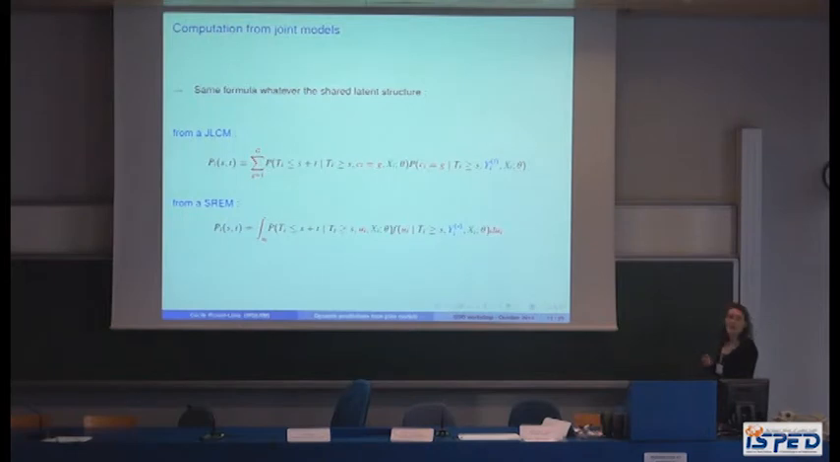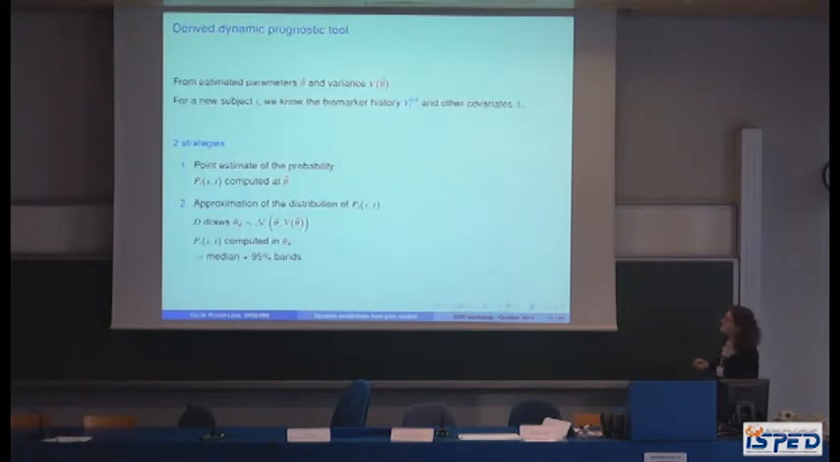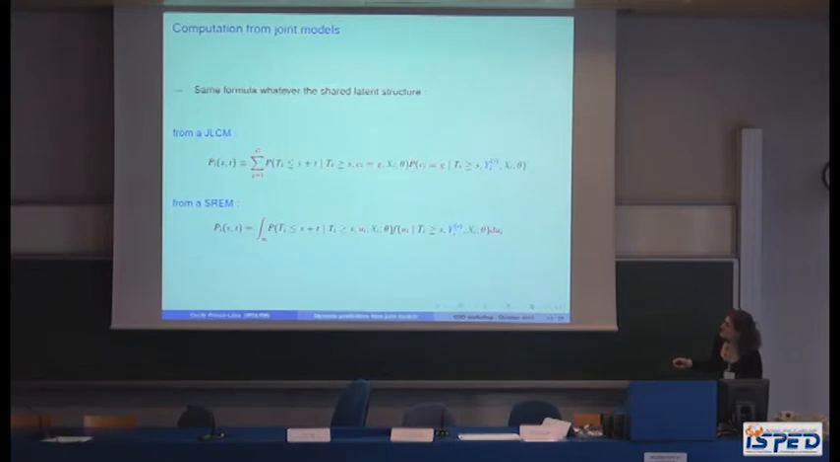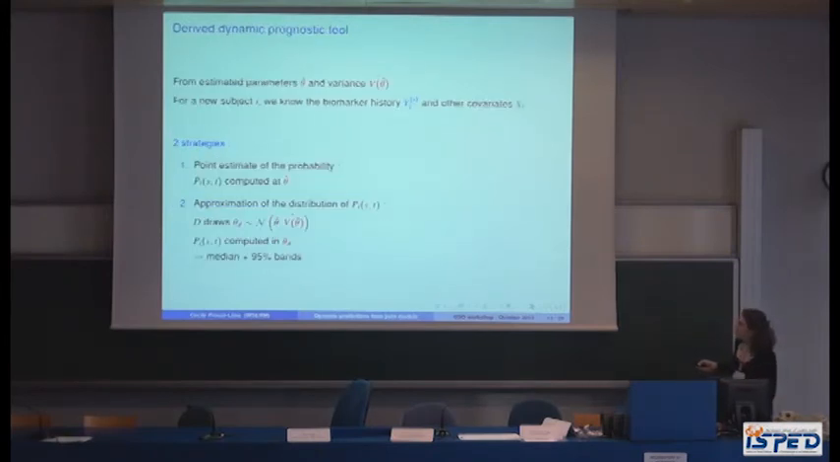So to do that, as Virginie yesterday and Dimitris today introduced, we can try to approximate directly the distribution of this probability. And to do that, we use a Monte Carlo approach. We just draw many thetas according to the asymptotic distribution of the parameters, theta hat and the variance of theta hat.